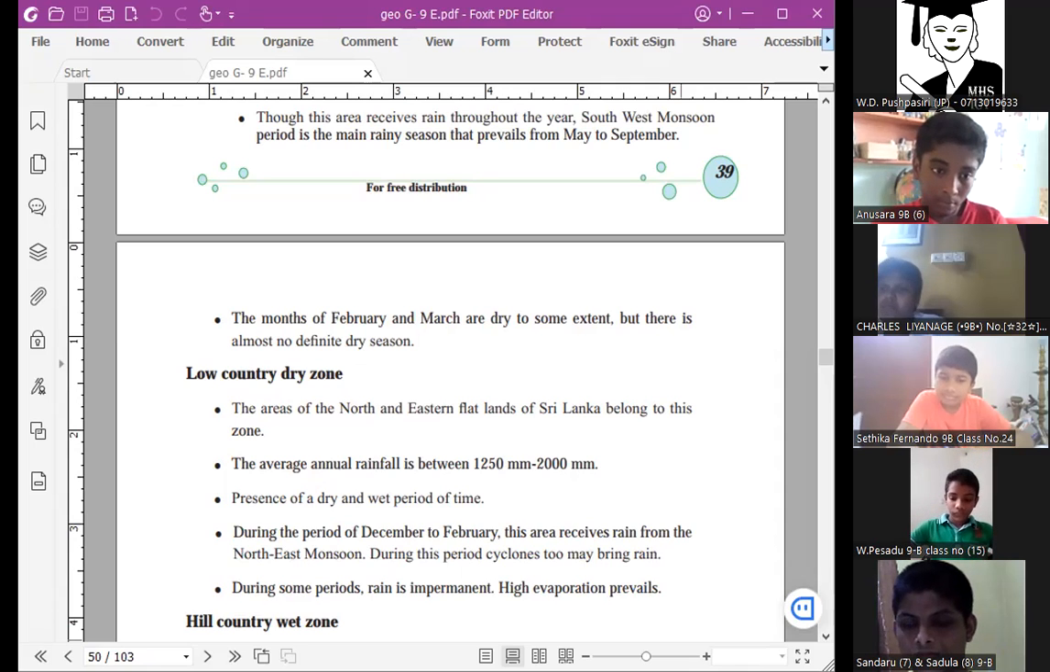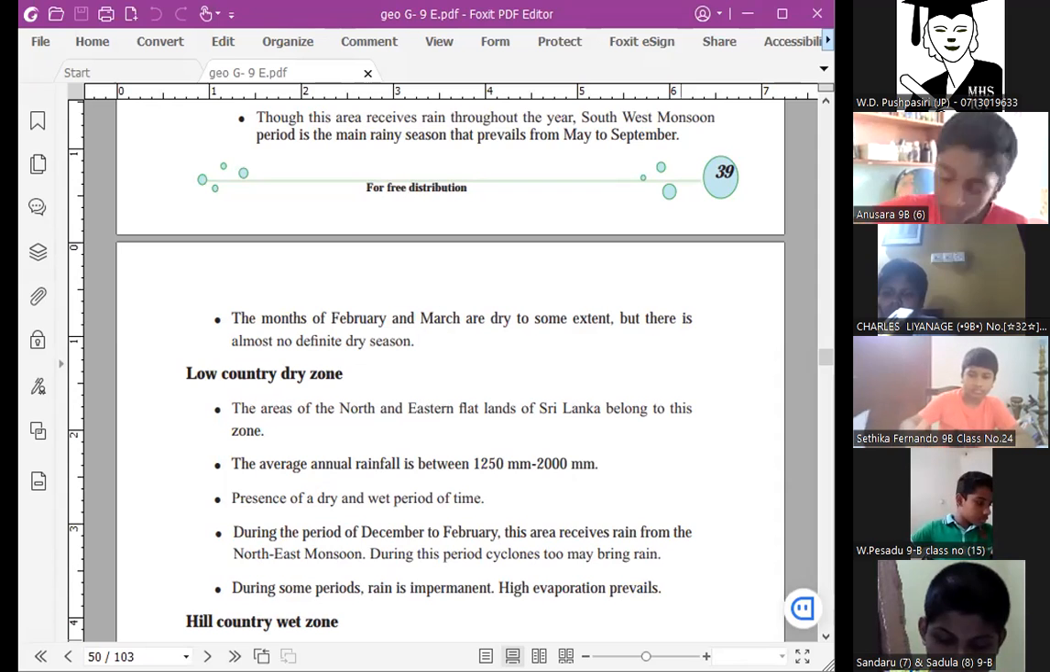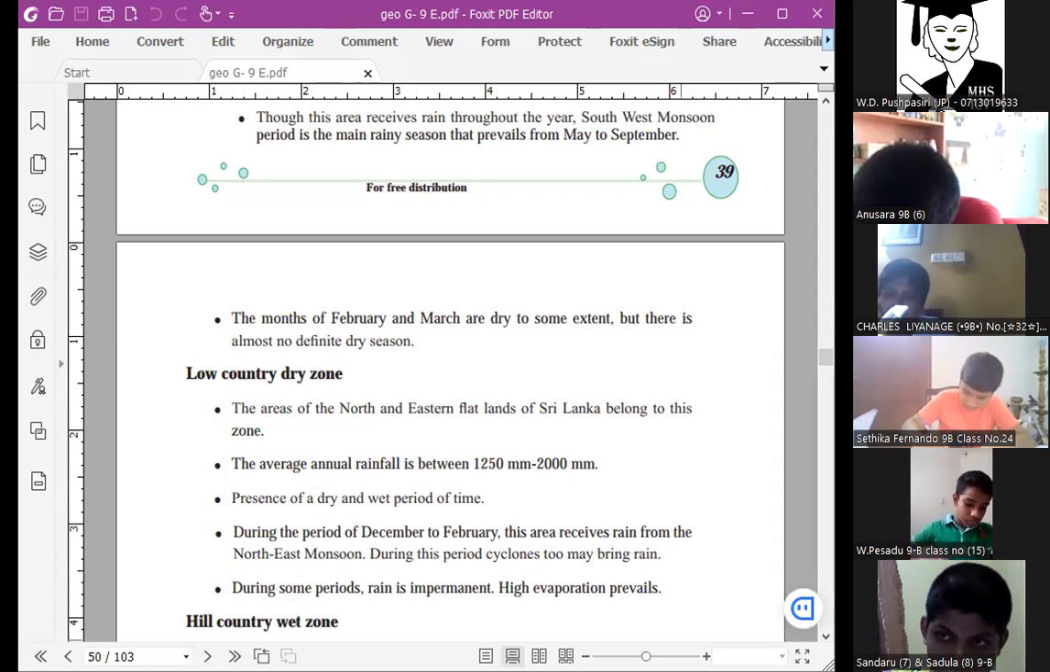So there can be evaporation much higher than in other lands, right? So you can write down that higher evaporation can occur. The higher evaporation. What does evaporation mean?